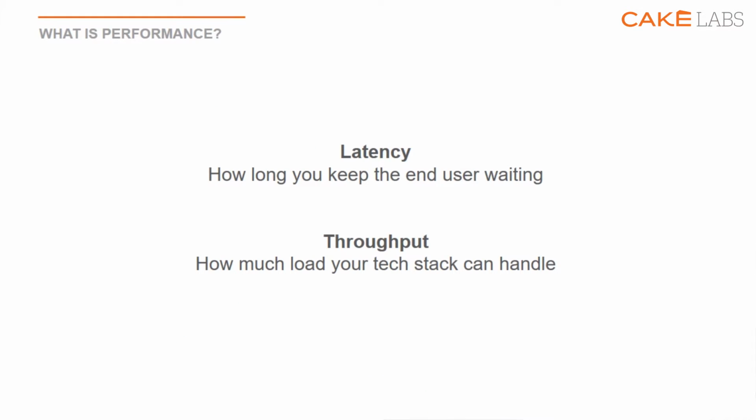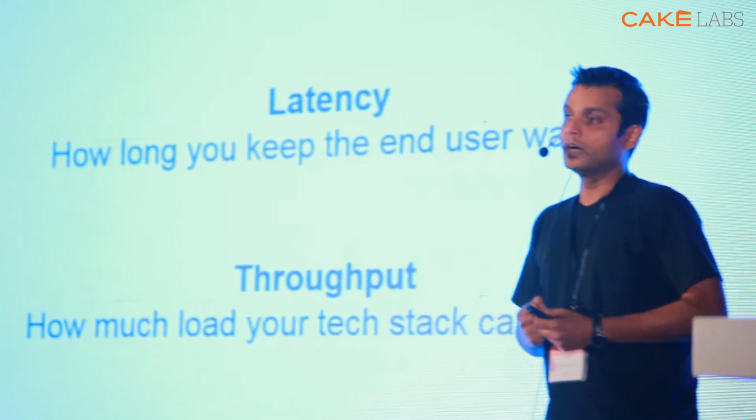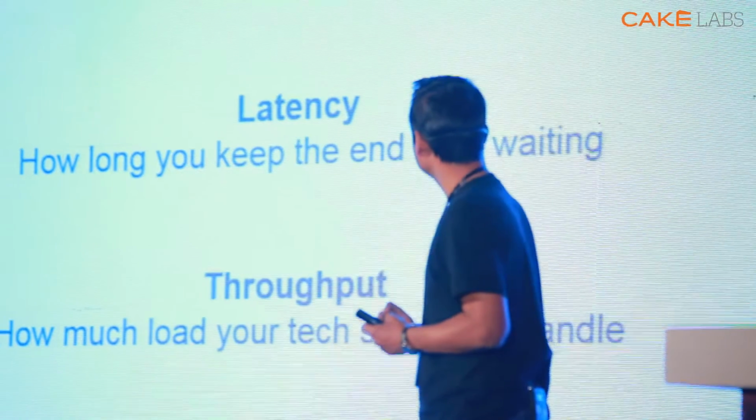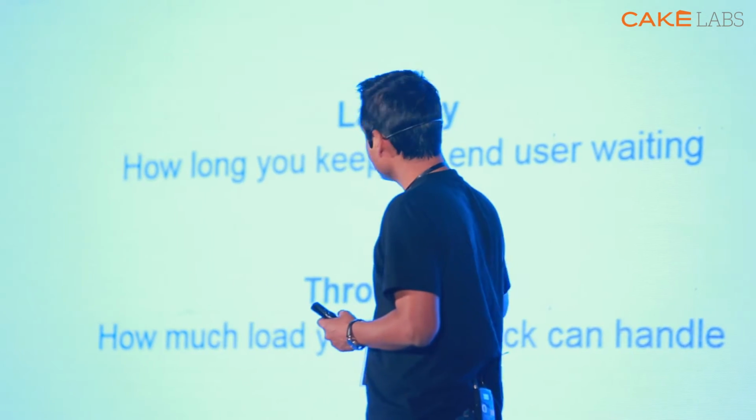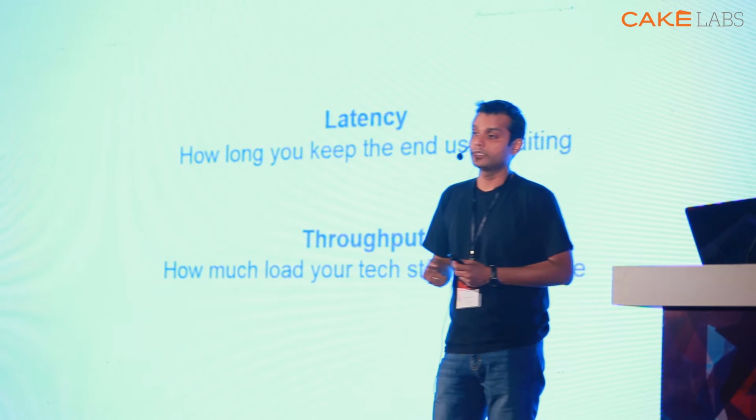What is performance? A lot of you associate performance with speed, right? In fact, this segment is called fast. But in reality, it's a bit more subtle than that. What you call performance depends on what type of application you're working on. There are two things to performance: latency and throughput. Latency is how long you keep the end user waiting, and that ultimately translates, if you're doing a commercial business, to sales. Throughput is how much load your technology stack and your hardware can handle, and that ultimately translates to cost in terms of business.